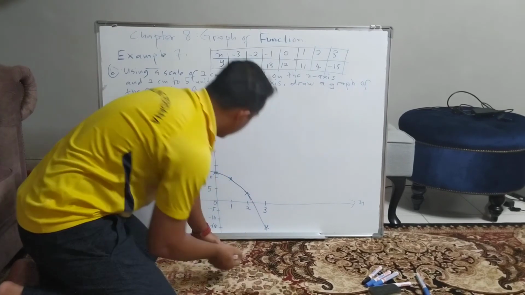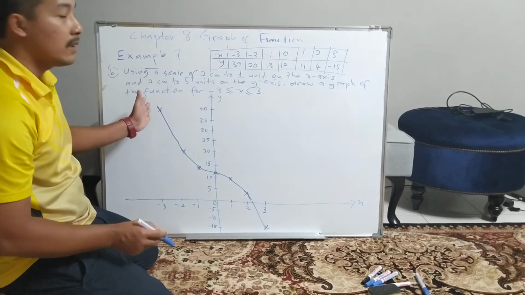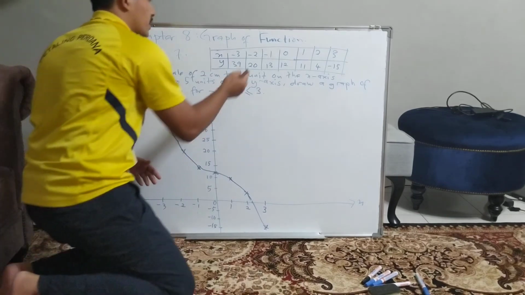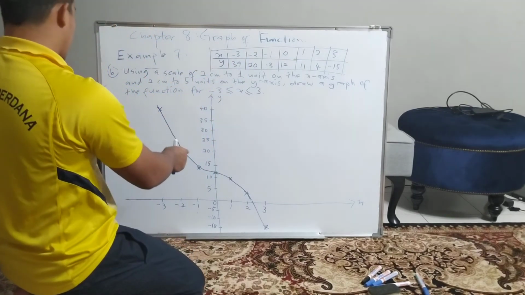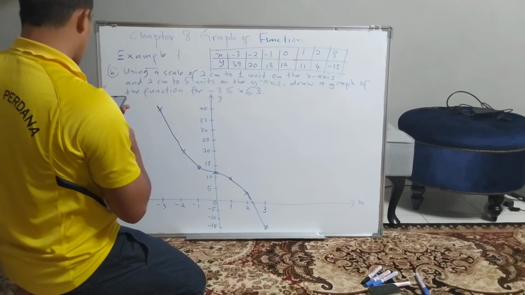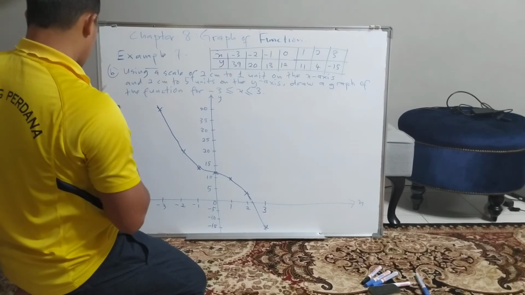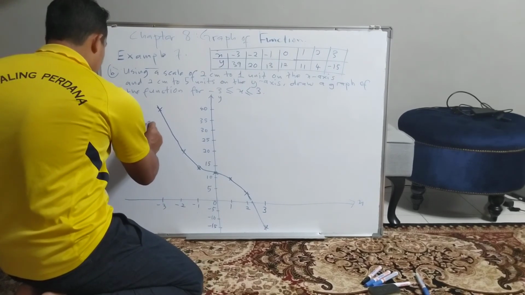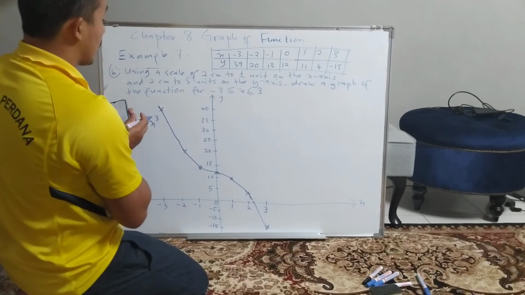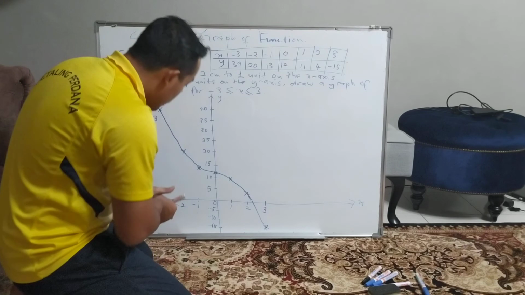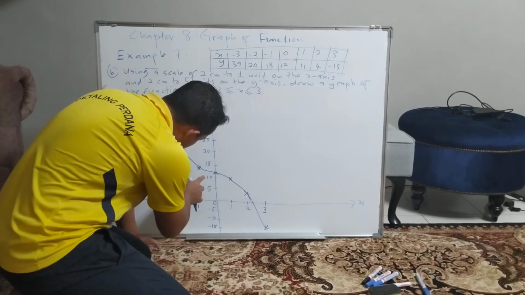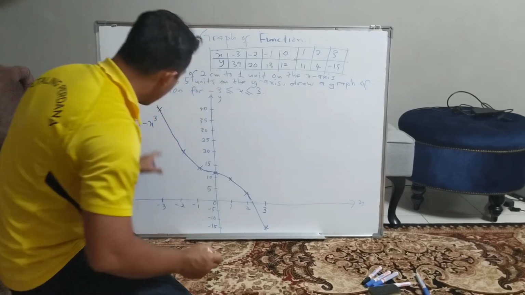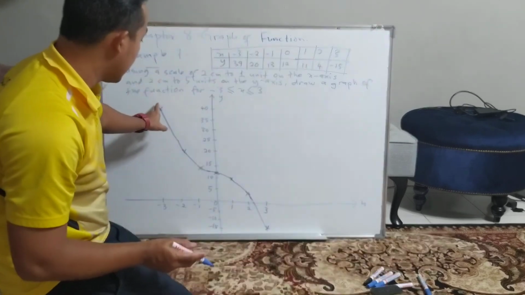This is the graph that you already drew. And after you draw the graph, don't forget to write the function near your graph. So the function for this graph is what? The function is y equals 12 minus x to the power of 3. Right class, this one is your graph. Make sure your line is continuous.